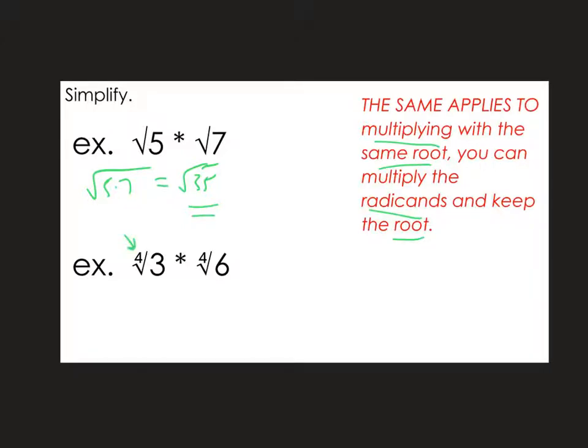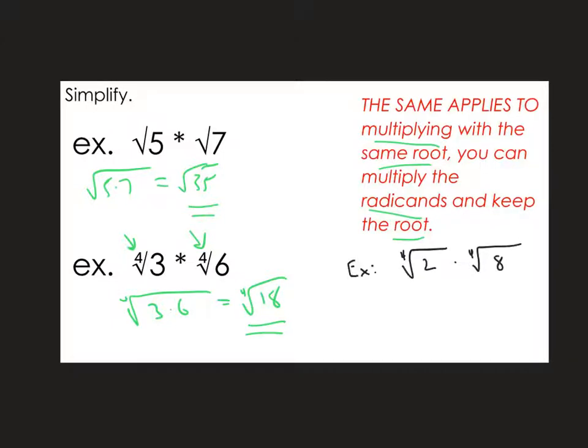Down at the bottom here, we have the fourth root of 3 times the fourth root of 6. So that's going to be the fourth root of 3 times 6, which is the fourth root of 18. And there's 9 times 2, right? So there's a perfect square in there, sure, but no perfect fourth roots. So that's just how we're going to leave the answer. So the square root of 35 and the fourth root of 18, and that's that.